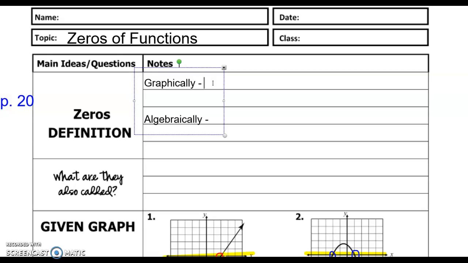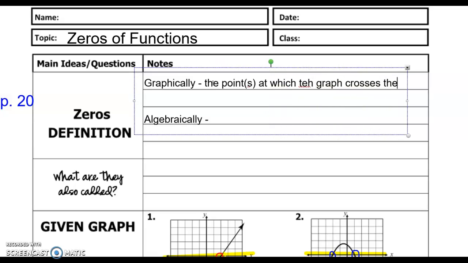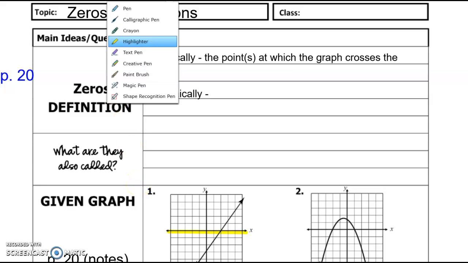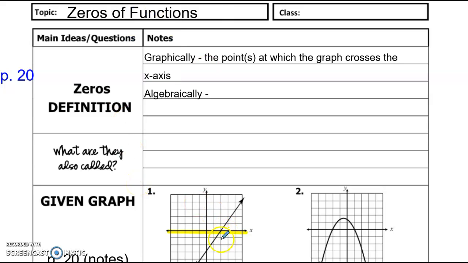Graphically, these are going to be the point or points at which the graph crosses the x-axis. Okay? So if we look at the graph down below, the x-axis is this line right here. We want to know, where does your graph cross that line? In this case, there's only one point where that line crosses the x-axis. That's going to be our 0.